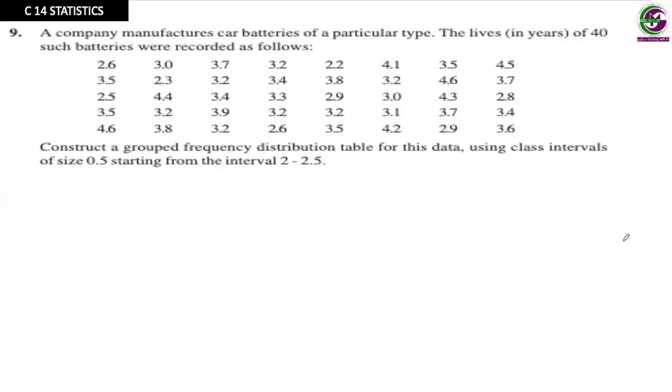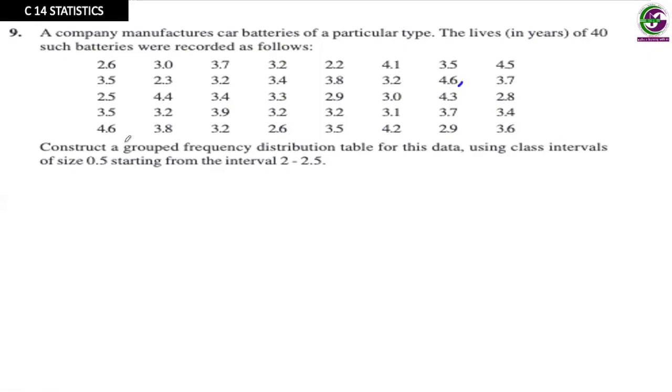Let's see the next question. A company manufactures car batteries for a particular type. The lives in years of 40 such batteries were recorded as follows. Construct a frequency distribution table for this data using class interval of size 0.5 starting from 2 to 2.5. The highest value here that can be noted is 4.6. 4.6 again. So 4.6 is the highest value.